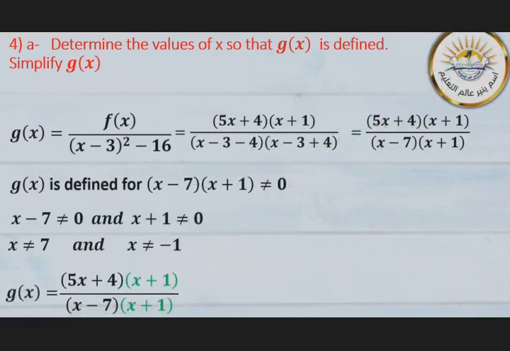And g of x is equal to (5x plus 4) over (x minus 7), because we can simply remove the x plus 1 from the top and the bottom, because they are equal. So the final answer, g of x is equal to (5x plus 4) over (x minus 7). And this is the simplified form of g of x.